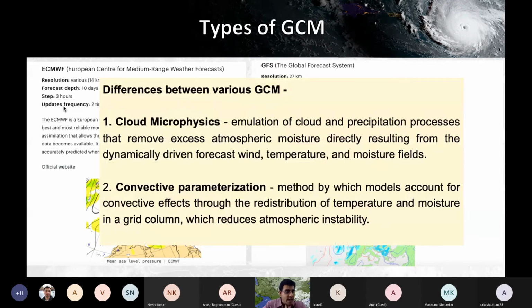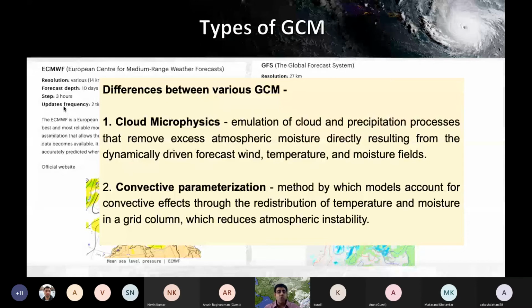So why do we need different GCMs? Why do we need different weather models? The reason is because there are different cloud microphysics and convective parameterizations. All these models have a different emulation of the cloud and precipitation processes. So ECMWF may show that there is going to be more rain, whereas GFS will say there is going to be less rain. The reason is because the way they have built the model physics is very different. Although the equations are the same, the model physics is different, because one will remove more moisture from the ocean, whereas the other will remove less moisture from the ocean, and that will show as a difference in the rainfall quantum that is being predicted.